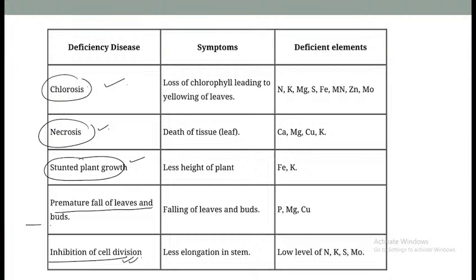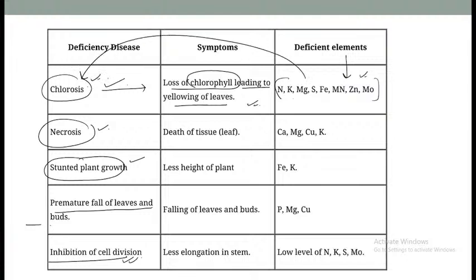So first one is your deficiency disease. In the deficiency disease of chlorosis, there is loss of chlorophyll, that is leading to the yellowing of the leaves. Okay, and which are the deficiency elements that are most prominent, like if the deficiency of any of these occurs, the very first effect that the plant would be showing is your chlorosis. Okay, or we can say the yellowing of our leaves.